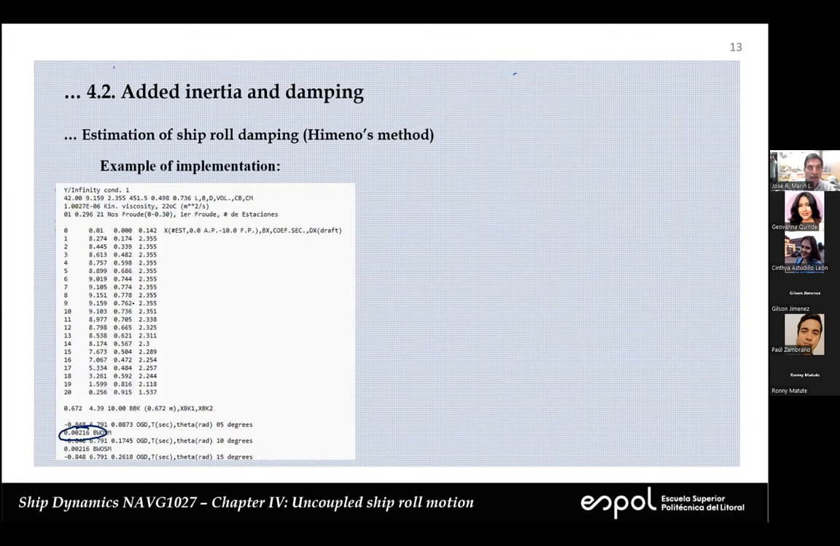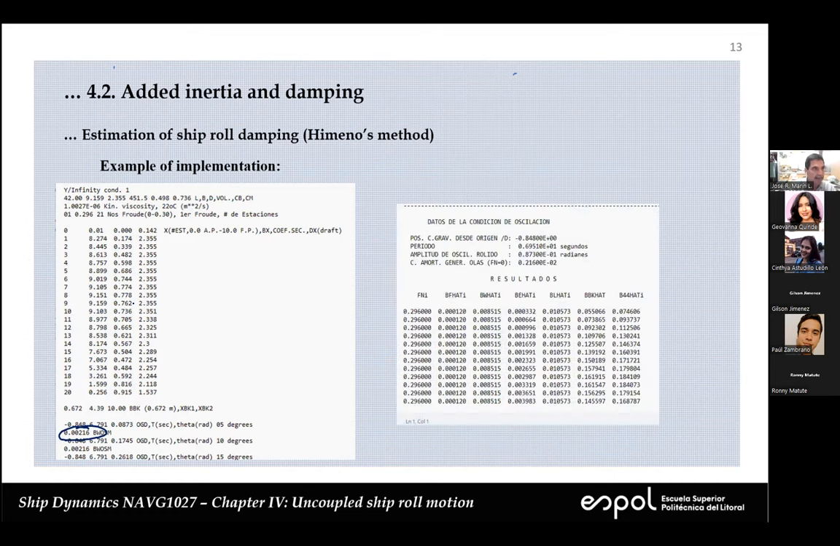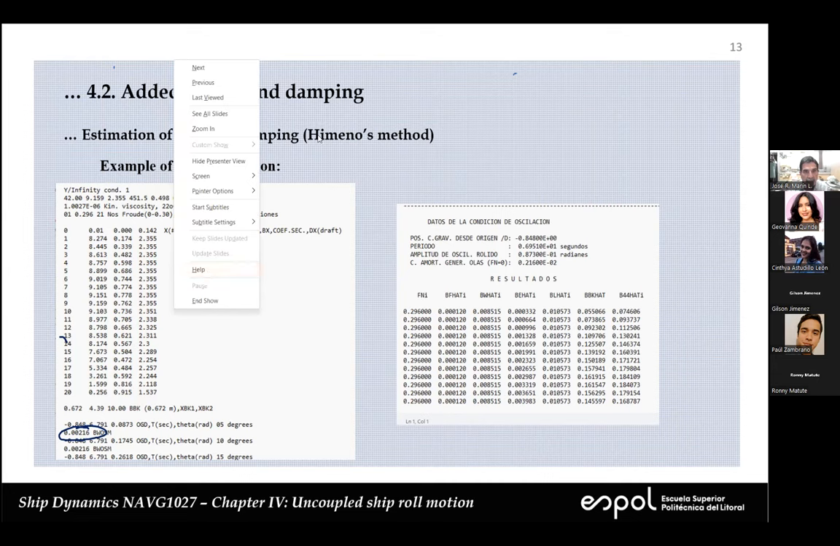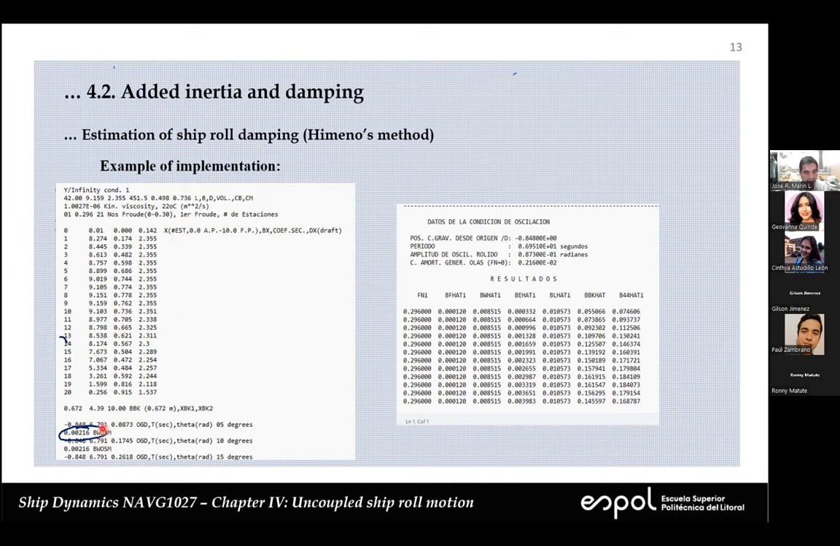Now, this is something that I also want you to use. I'm going to give you this program. It's written in Fortran, but I don't know if you want to make any improvements. Yes, we can share the source code with you. In your case, you need to give as data the component of the generation of wave without velocity. So you have to calculate this parameter. And in here, the Froude number is going to be zero because there is no velocity. So that's all.